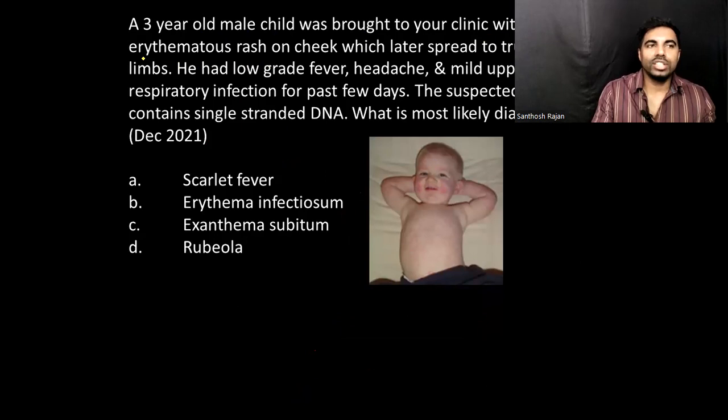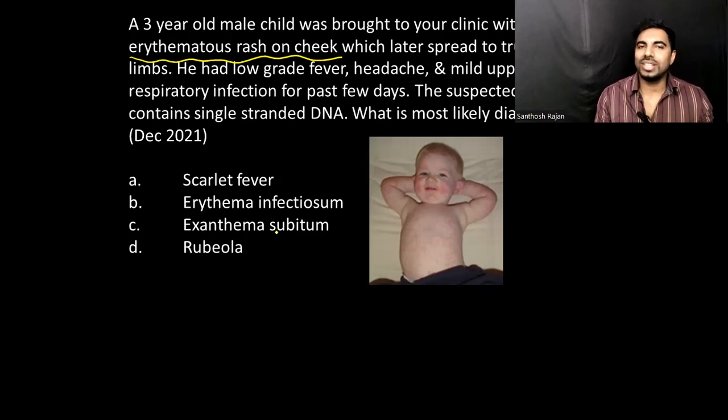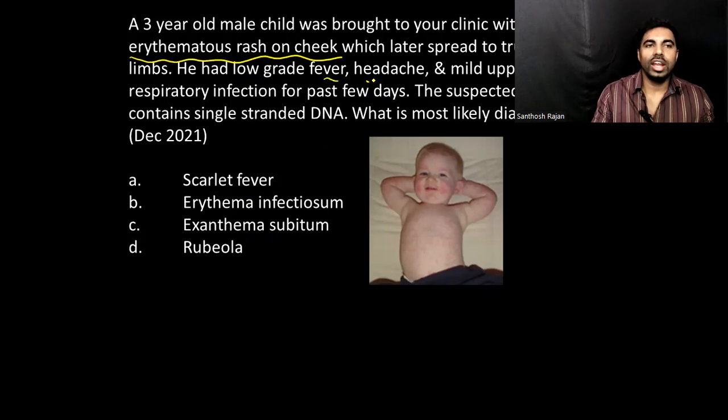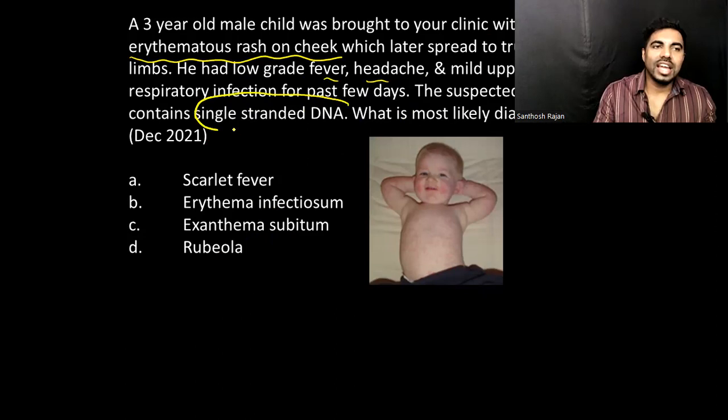When there's an erythematous rash on the cheek, it can be anything. It can be erythema infectiosum, it can be exanthema subitum, it can be rubeola, anything. But the baby also has fever, headache, mild respiratory infection, it's not specific. One clue is single-stranded DNA. Single-stranded DNA is the clue. So you must be knowing.